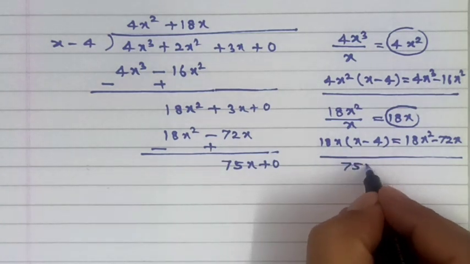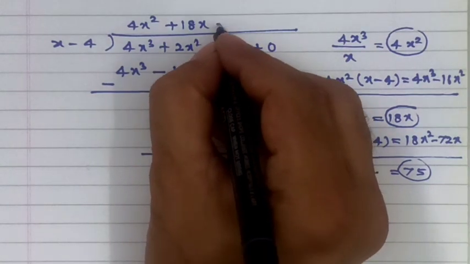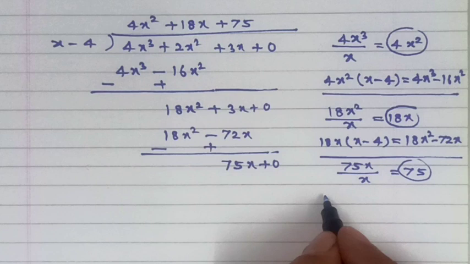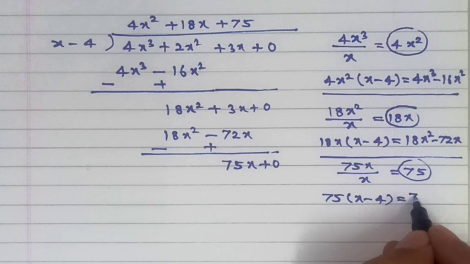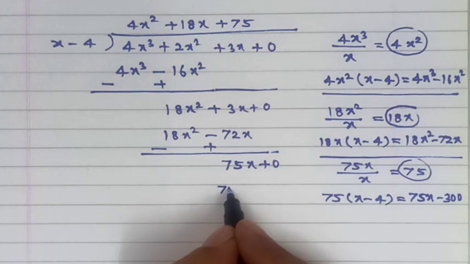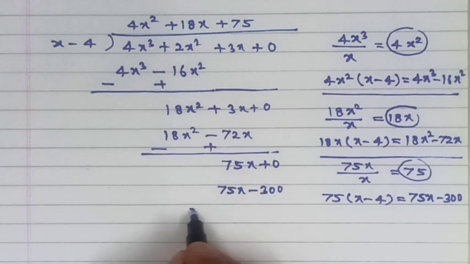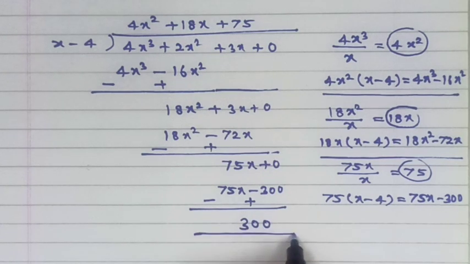75x divided by x will give you 75, which is positive. Write down here plus 75. Now this 75 you multiply to x minus 4, you will get 75x minus 300. Now write here 75x minus 300 and subtract. When you subtract, sign changes. 75x minus 75x gives you 0. 0 plus 300 gives you 300.